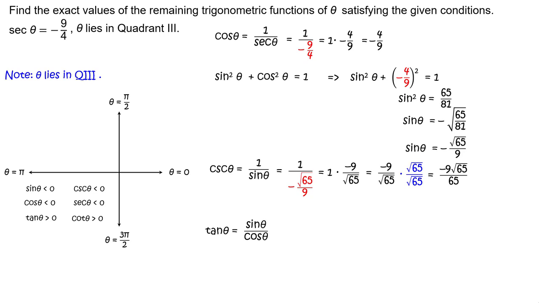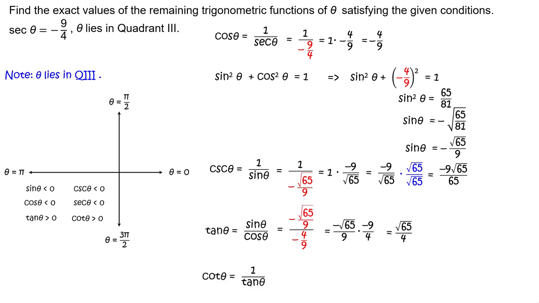Write tangent of theta equals sine of theta divided by cosine of theta. Next, substitute negative square root of 65 divided by 9 for sine of theta and -4/9 for cosine of theta. Recall that dividing by a fraction is equivalent to multiplying by its reciprocal. So rewrite negative square root of 65/9 divided by -4/9 as negative square root of 65/9 times -9/4. Multiply and simplify to get square root of 65 divided by 4.